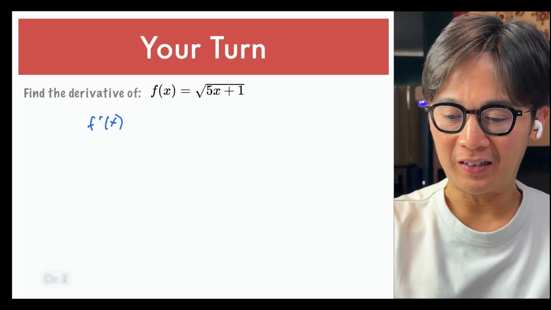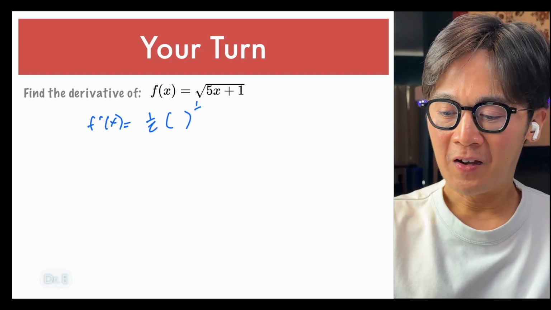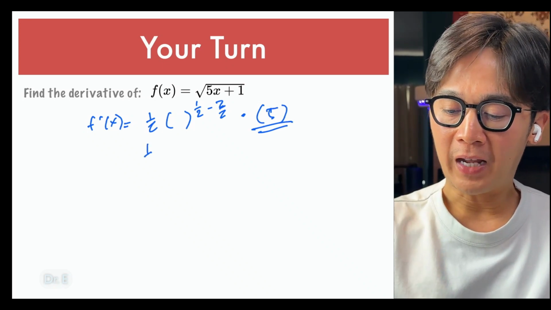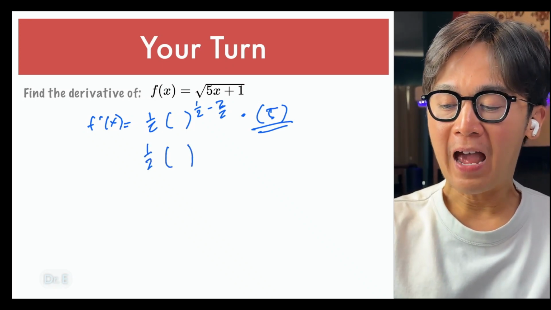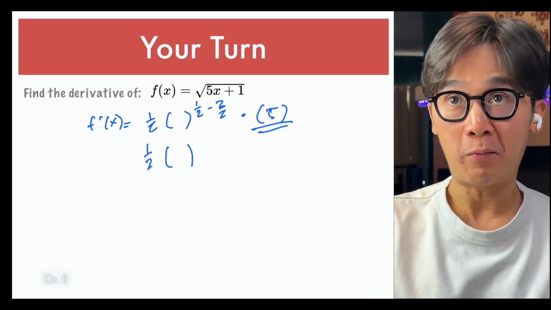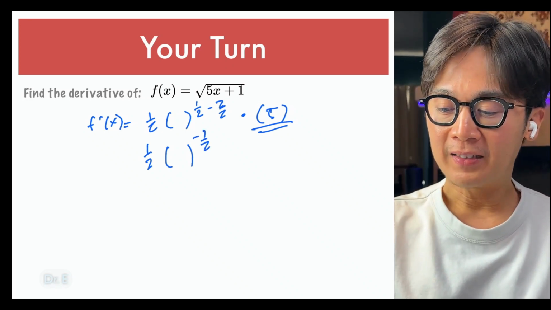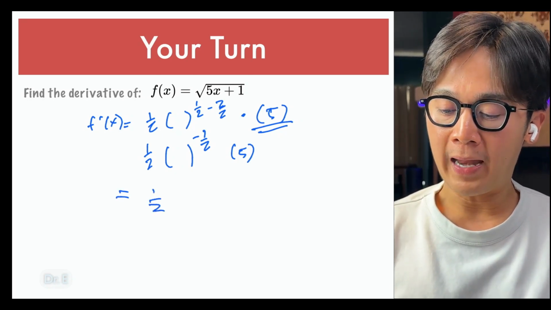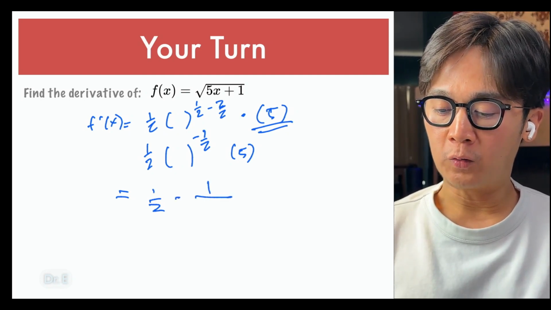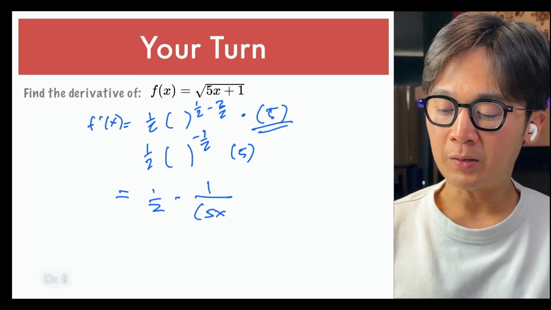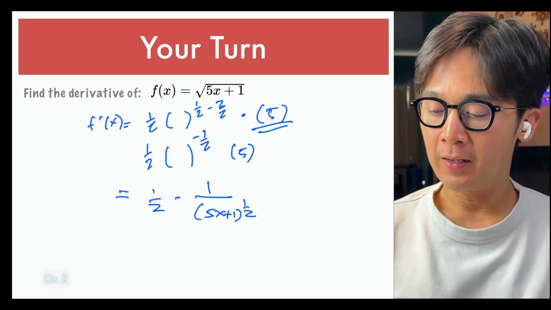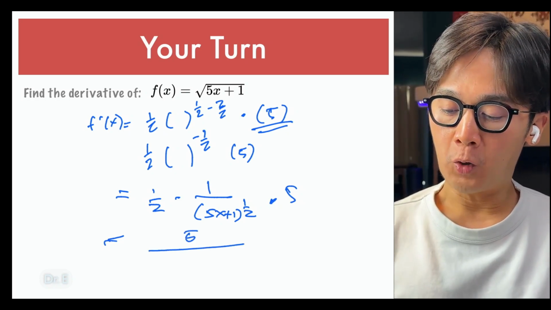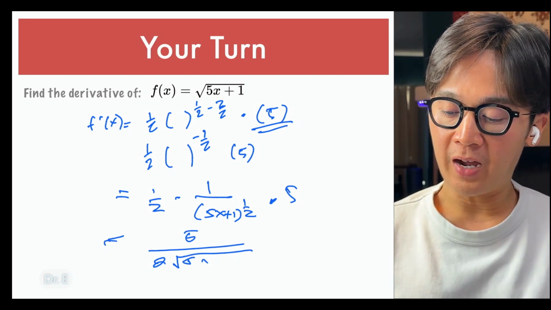But f prime of x, let's do it this way: 1/2 parentheses, 1/2 minus 2 all over 2, times, we know that this is 5, the derivative of the inside. And 1/2 minus 2 over 2 is 1 minus 2, and 1 minus 2 is -1. That's why we have 1/2 times 5. This is our final answer, but we need to make it pretty. So we have 1/2 times 1 all over parentheses 5x plus 1 raised to the positive 1/2 times 5. So our final answer here would be 5 all over 2 times the square root of 5x plus 1.